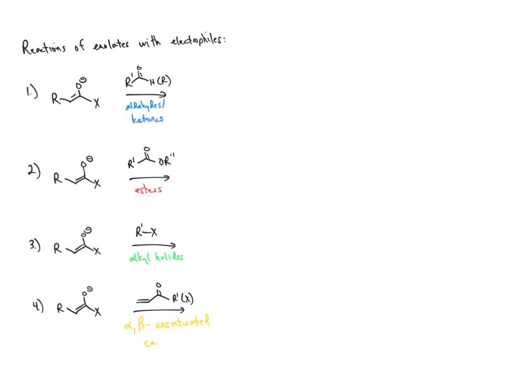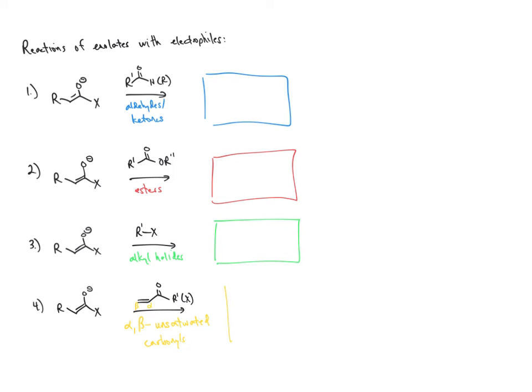So alpha-beta unsaturated carbonyls. If we're thinking about where that alpha-beta term comes from. It comes from the fact that you've got a double bond, an unsaturation unit in between the alpha and beta carbons. And so the rest of the course is really going to focus on what is the product for each of these reactions of enolates with various electrophiles.